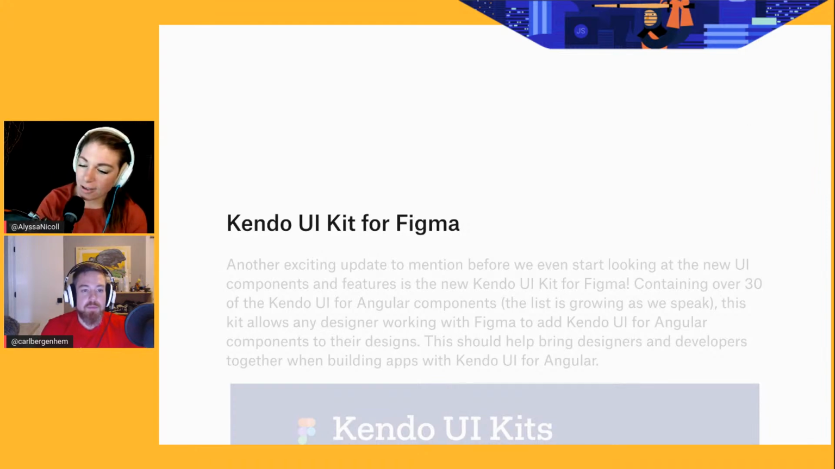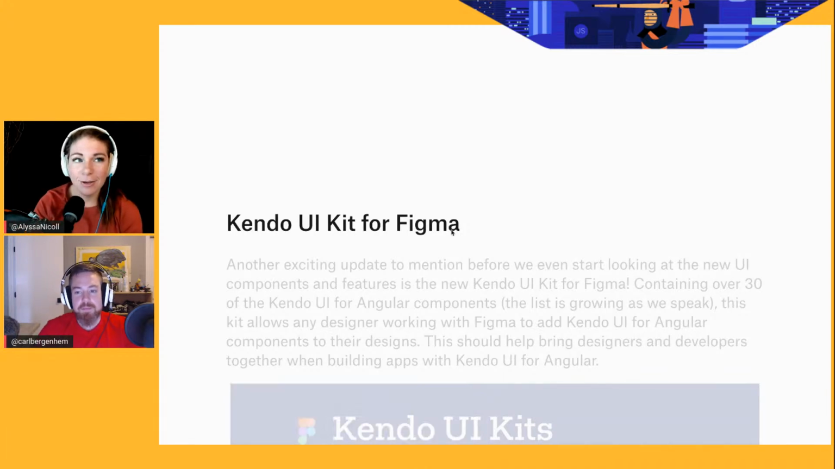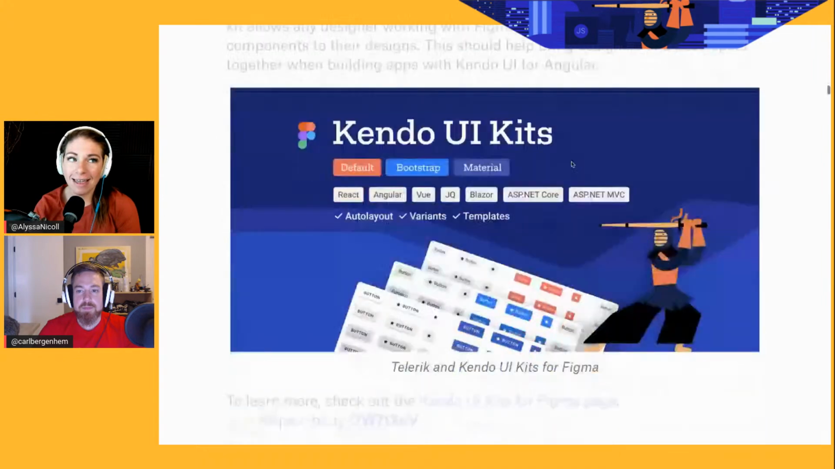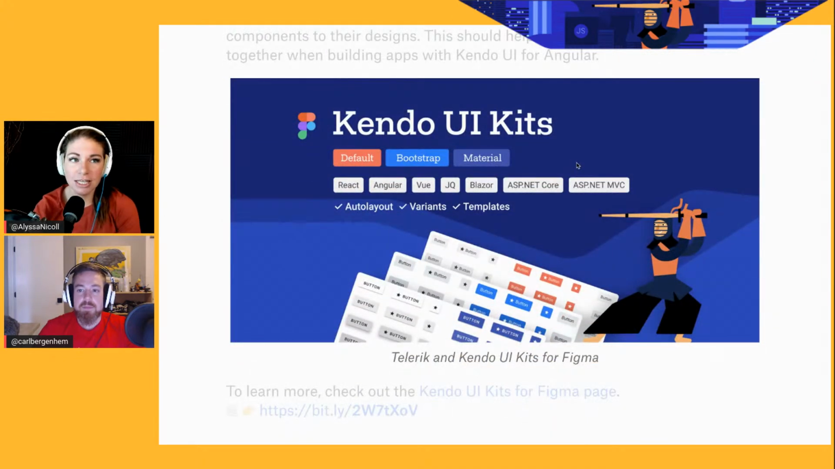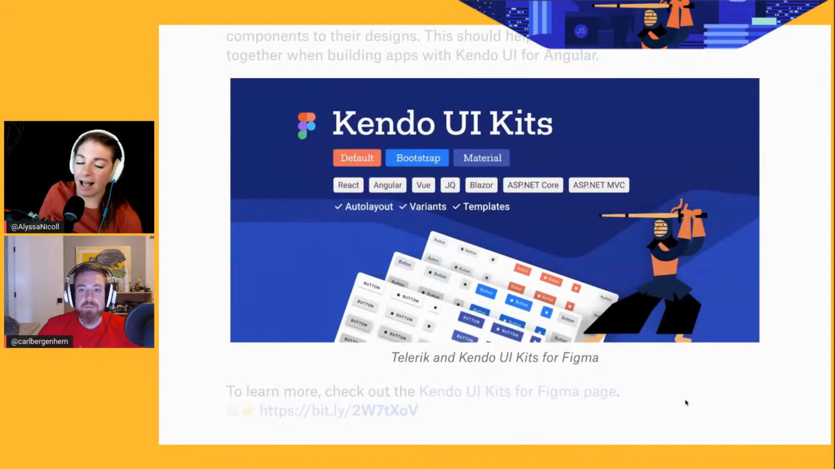I was saying, oh yeah, we've got a comment. Nice, we have Figma. Yes, so I'm super excited. I'm going to move through a couple of our features. The next one is that for all of our flavors, we have a Kendo UI kit for Figma, and I'm going to go down so that you can see the Bitly link right there. So if you want to check out our docs that will link to the Figma kit, check it out.